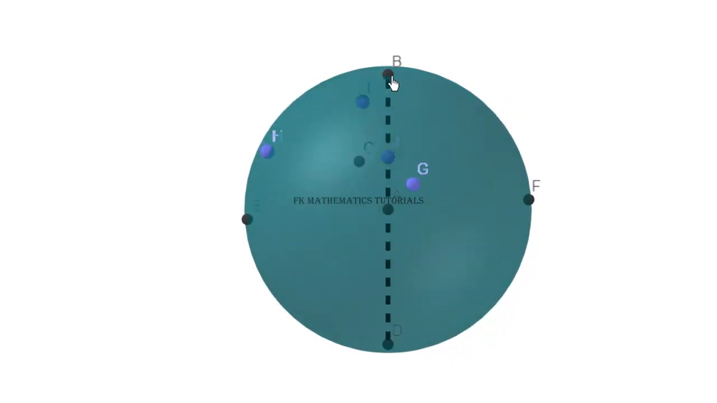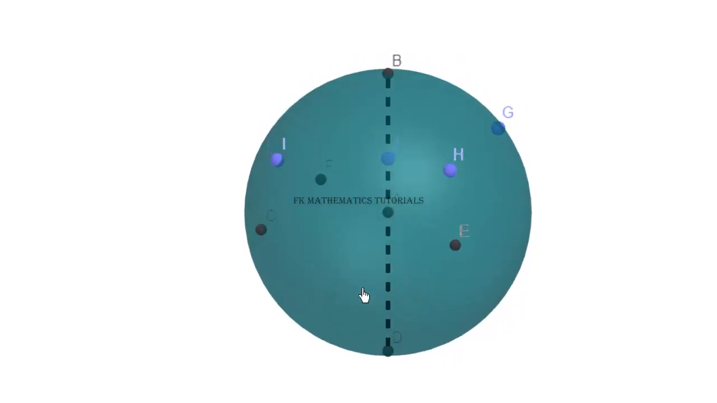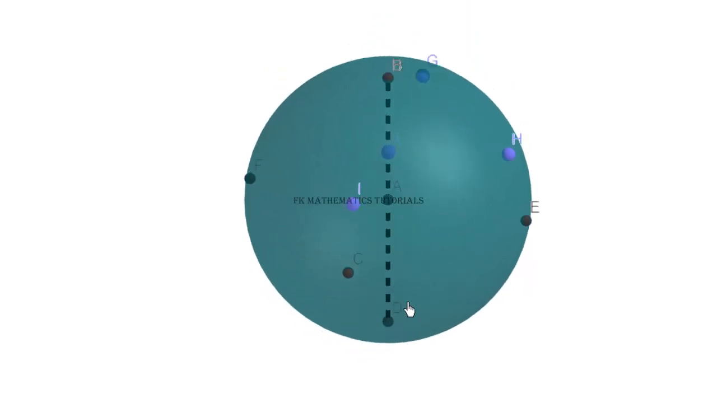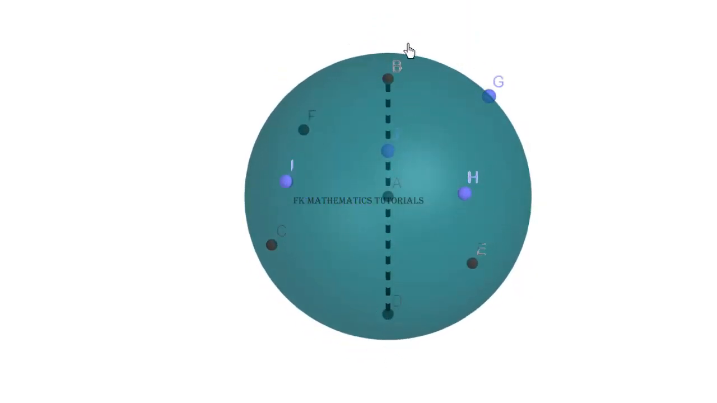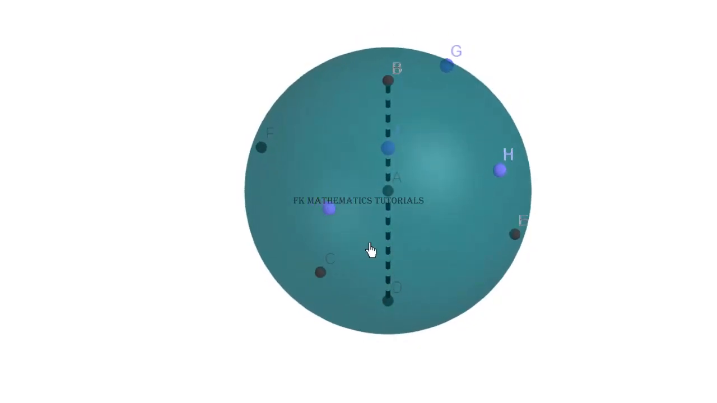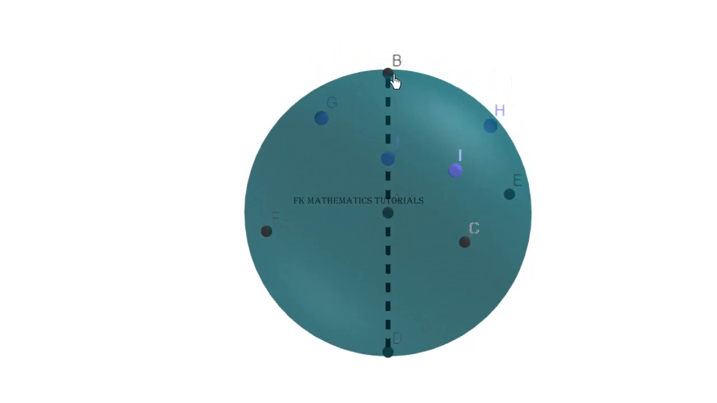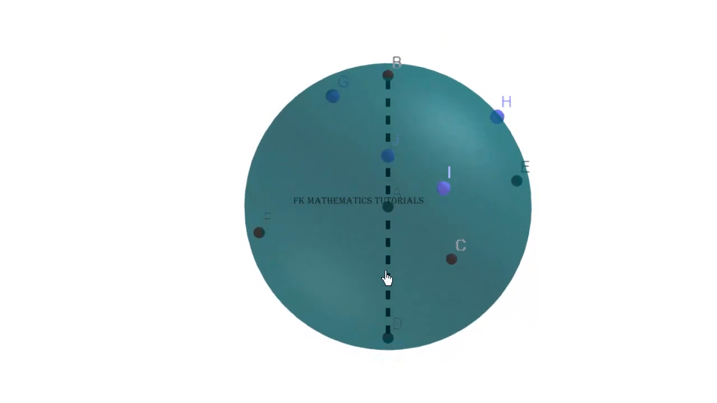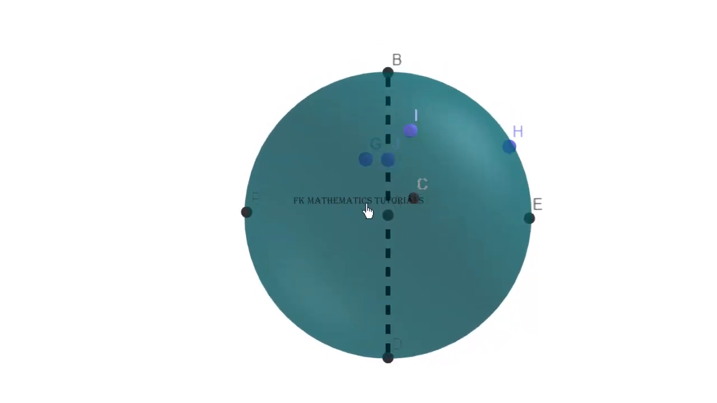Now, we have point B and point D that are on the sphere, and there's a straight line through them. These points B and D are the poles of the sphere. So this is the North Pole and this is the South Pole. D is the South Pole. The North Pole is also called latitude 90 degrees north, and the South Pole is latitude 90 degrees south.